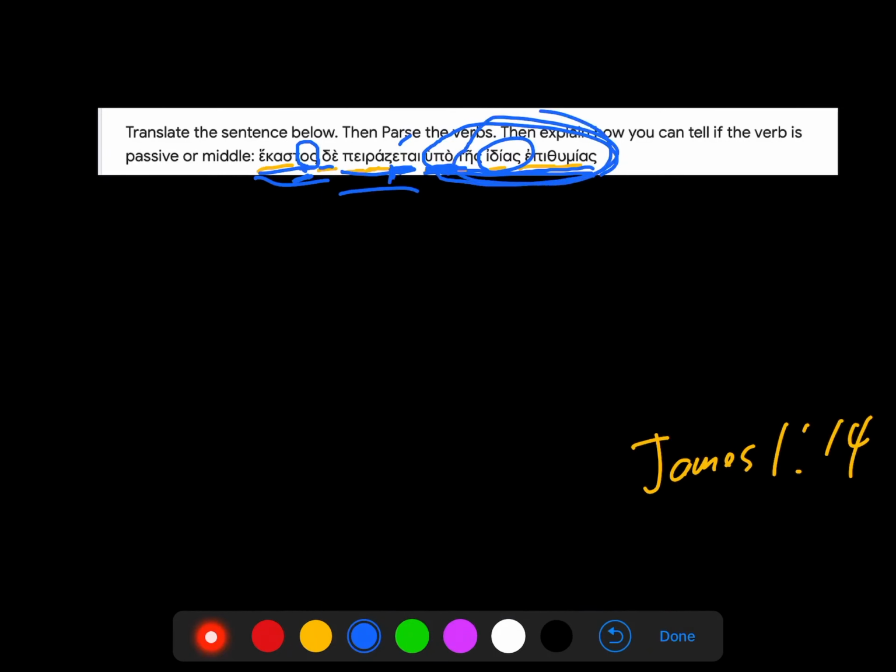Grammatically here, his own lusts is the agent of the temptation. His own lust is performing the action of the verb tempting. Who's he tempting? Each one. So that's how this works. And what we have here is passive. This is not to be translated middle, but is to be translated passive.